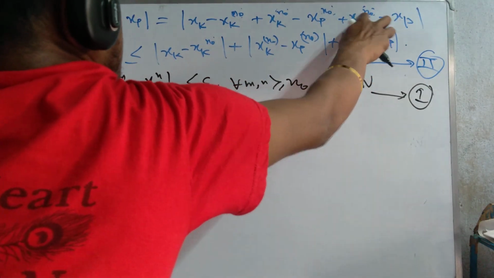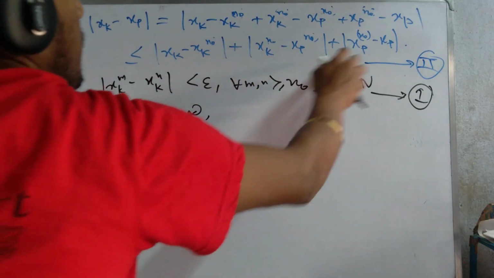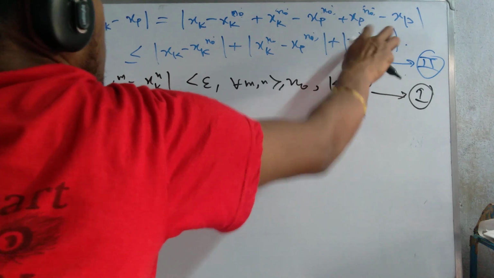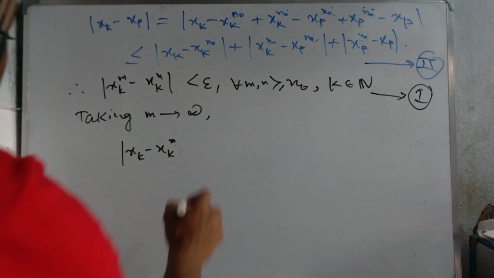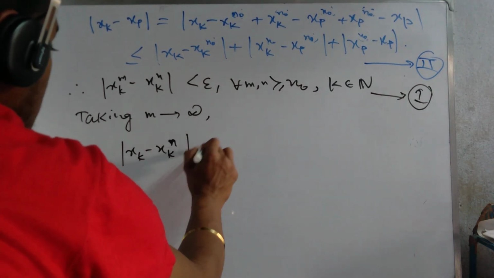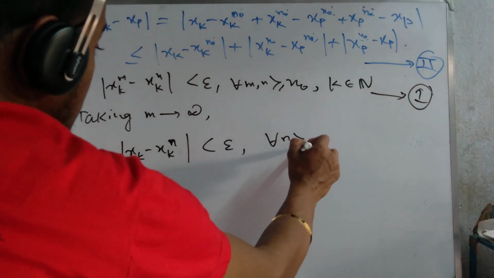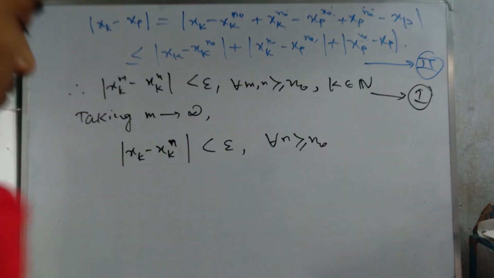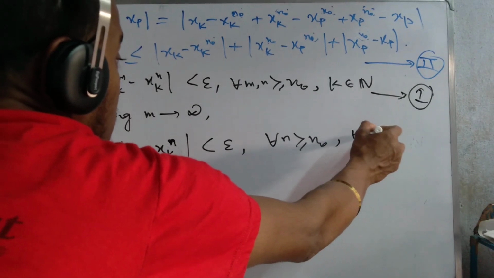This one is not to the power of some suffix. Okay, this one is not needed here. So what happened? Then taking m tending to infinity, this is less than epsilon for all n greater than n0, because m obviously vanishes here, and k belongs to the natural numbers.